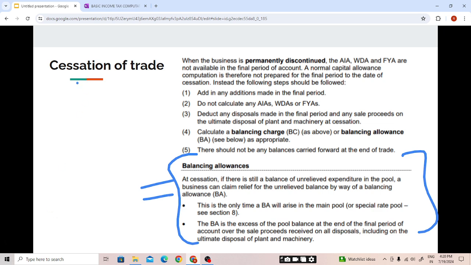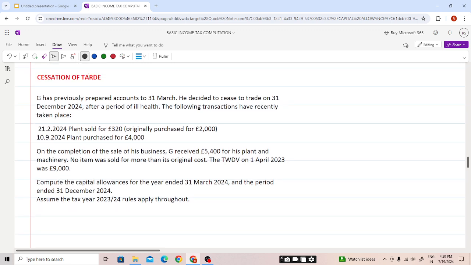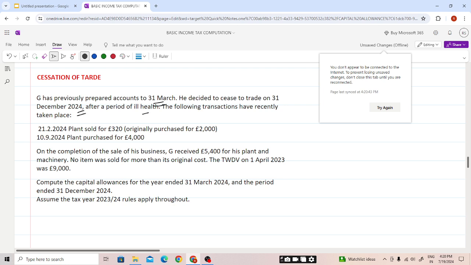Now students, we will be doing a question on cessation of trade. G has previously prepared accounts to 31st March. He decided to cease to trade on 31st December 2024, after a period of ill health. The following transactions have recently taken place. So 31st March is our accounting period. It will be in line with the tax year, as per our new tax year 23-24.